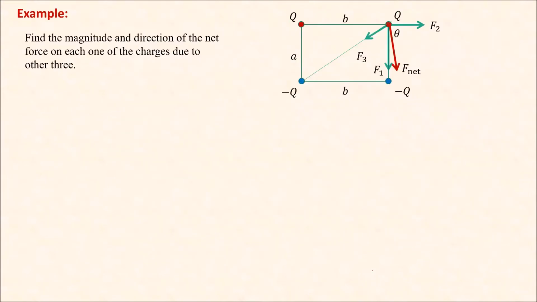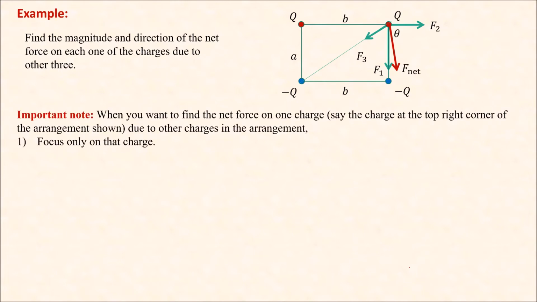So here is a general thing. If you have an arrangement of charges, like these 2 positive Qs and 2 negative Qs at different corners of a rectangle, you want to see what the net force is acting on this corner charge due to all other 3. The steps are this. First, focus only on that charge. If you want to calculate the net force on this top right corner charge, just focus on that. Don't worry about the forces acting on the other charges. Focus on the forces acting on that charge.